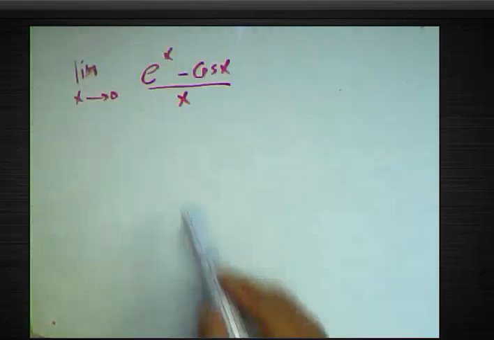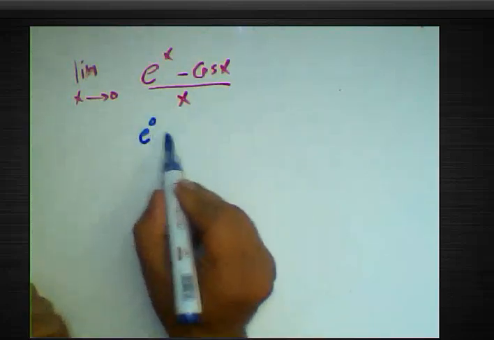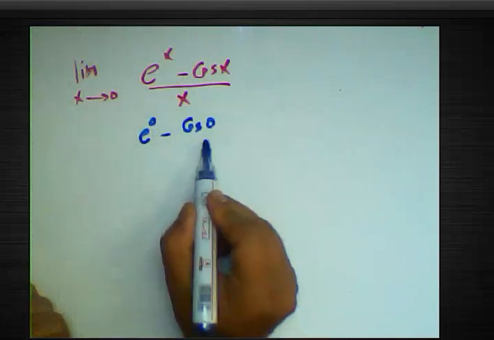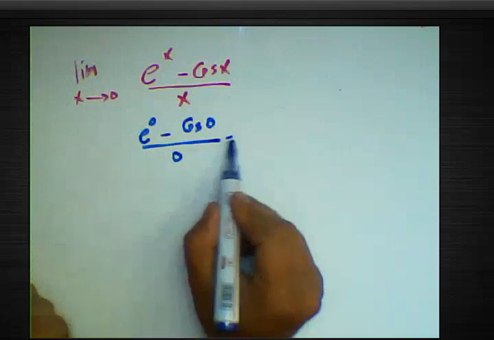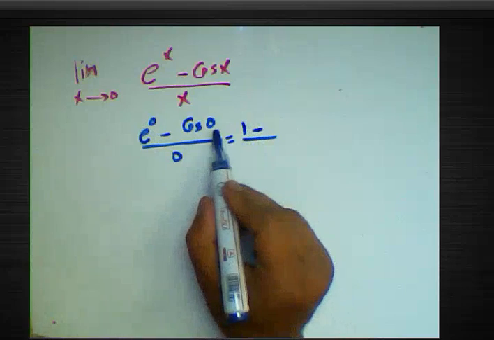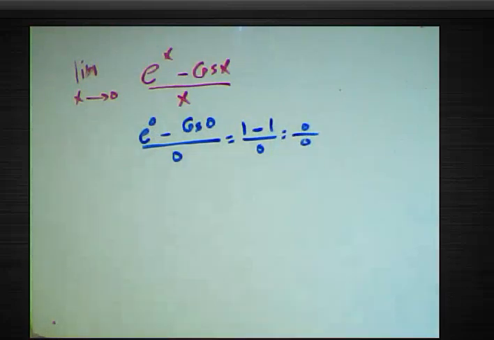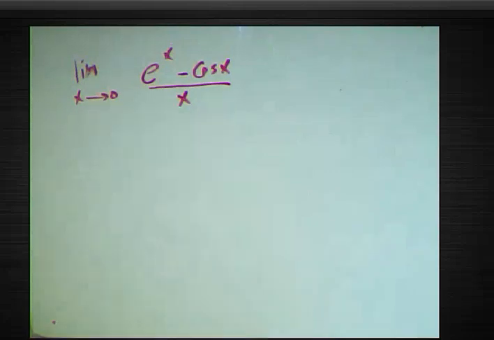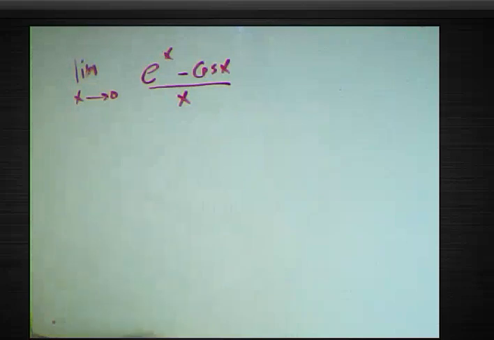Now the limit of (e^x − cos x) over x. We can put 0 here. The result will be e^0 − cos 0 over 0. e^0 equals 1, cos 0 equals 1, so we get 0 over 0, which is undefined. So we must solve it by a rule. We can handle cosine x by using an identity. We know cos x equals 1 − 2 sin²(x/2). We must cancel x here.